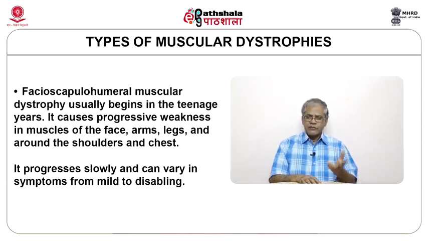Facioscapulohumeral muscular dystrophy usually begins in the teenage years. It causes progressive weakness in muscles of the face, arms, legs, and around the shoulders and chest. It progresses slowly and can vary in symptoms from mild to disabling.